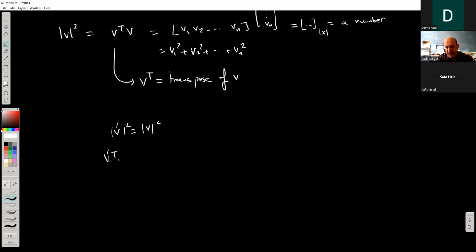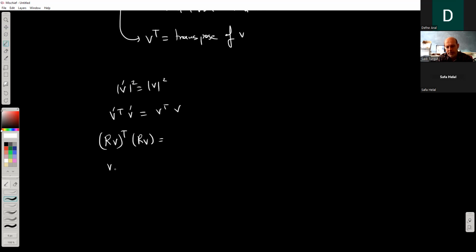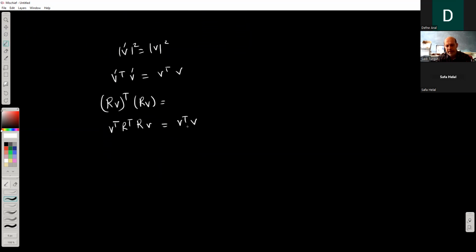So V prime transpose V prime, in terms of matrices, can be expressed like that. But V prime is essentially R applied on V, right? Here, the transpose of the product of two matrices is equal to the product of the transposes in the opposite order. So on the right-hand side, I have the product of these four matrices. I can think of the right-hand side as having an identity matrix in here. So I can transform that equation into this equation.